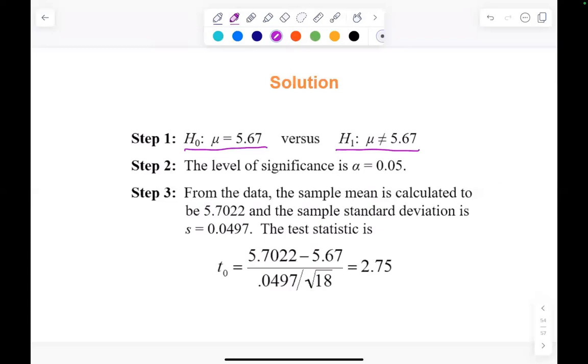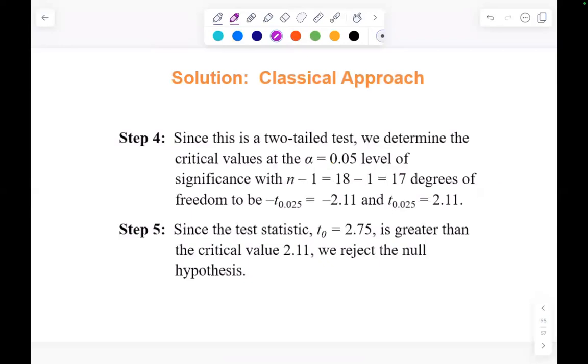Our null hypothesis was mu equals 5.67. The alternative hypothesis is that mu does not equal 5.67. We have our test statistic right there. That's the same thing we got. So that's good. And then comparing it to our critical values right here, which is the same thing that we got. I love it when it's the same thing. Our 2.75 is greater than the other critical value, so we reject the null hypothesis.